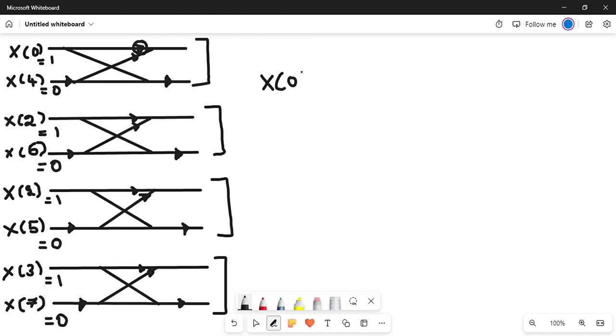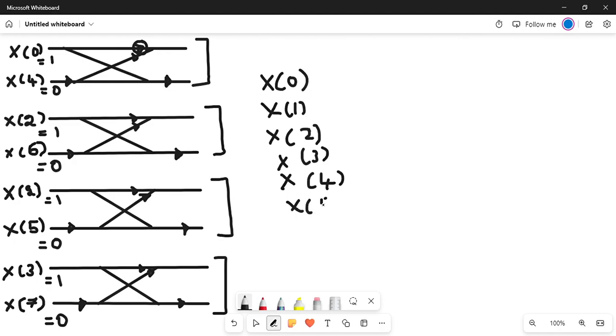x of 0, x of 1, x of 2, x of 3, x of 4, x of 5, x of 6, and x of 7.